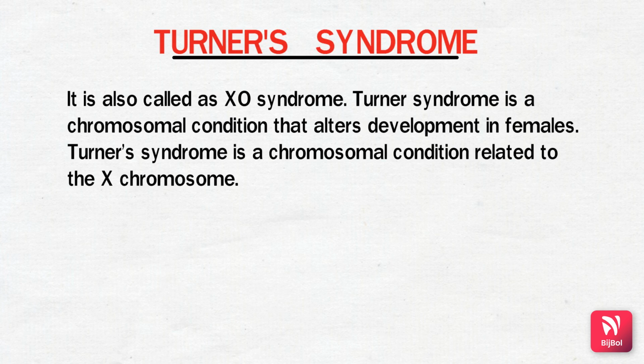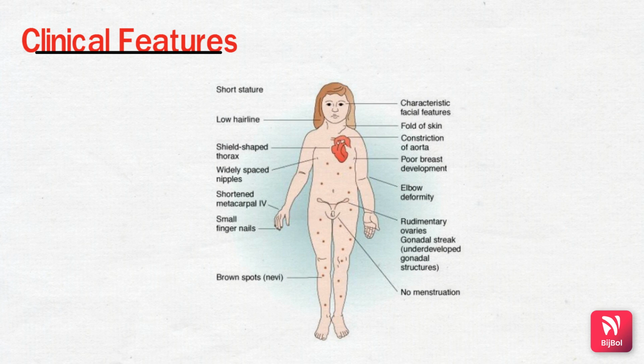The females will be presenting with short stature. Women in this condition will tend to be shorter than average. They often have a normal height until the age of 3 years, but then they have a slow growth rate. At puberty, they do not have the usual growth spurt. There will be a webbed neck, that is, extra skin present on the neck, and also puffiness or swelling of the hands and the feet.